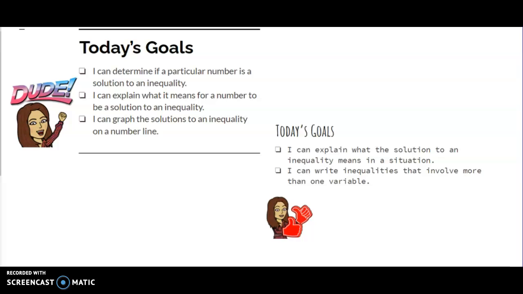We've got several goals. One is to determine whether a particular number is a solution to an inequality. I can explain what it means for a number to be a solution to an inequality, and I can graph the solutions to an inequality on a number line. We're also going to look at explaining what the solution to an inequality means in a situation, and we're going to be able to write inequalities that involve more than one variable.